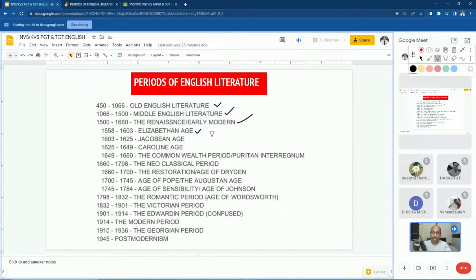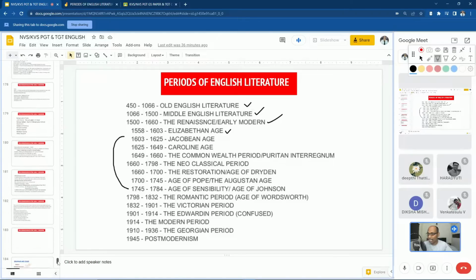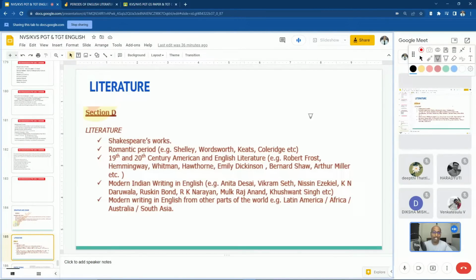And now we are going into the next ages: Jacobean Age, Caroline Age, Commonwealth Period or Puritan Interregnum, and the Neoclassical Period, Restoration or Age of Dryden, Age of Pope, Augustan Age, Age of Sensibility, Age of Johnson. But immediately a question comes to your mind. If you check the syllabus of English literature, it is not mentioned that we have to read from the Jacobean Age to the Age of Sensibility. Let me show you the syllabus for confirmation, because I don't want to start the class with a doubt in your mind. So this is the syllabus for your English examination or NVS or KVS exam.